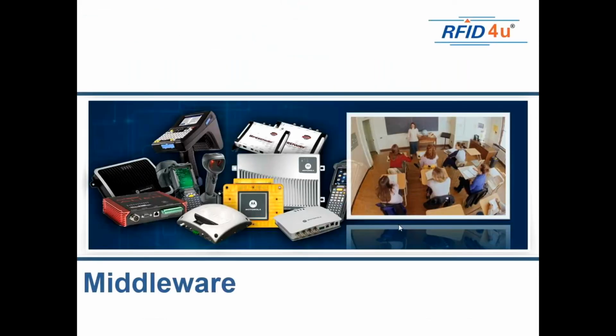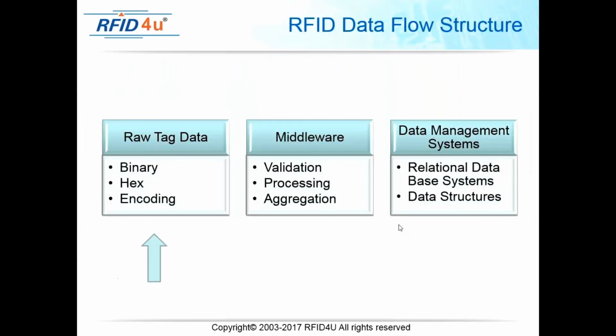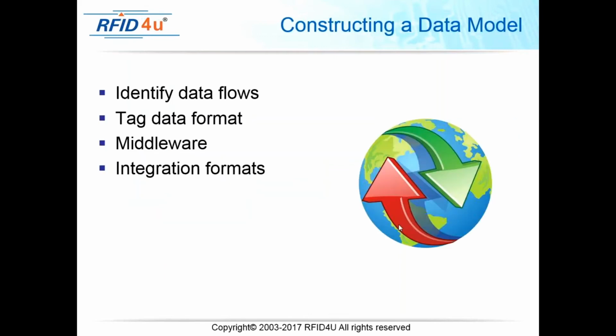Okay, the next very critical feature is what's called middleware. So you have your data flow structures on how data flows. For example, all the data is represented in binary when it's written to the tag, and when it goes through your communications through the air, it's all binary, all zeros and ones. Then we use a system called hexadecimal to represent that data in a different form. And then we have to encode that data into a specific form for a given tag.